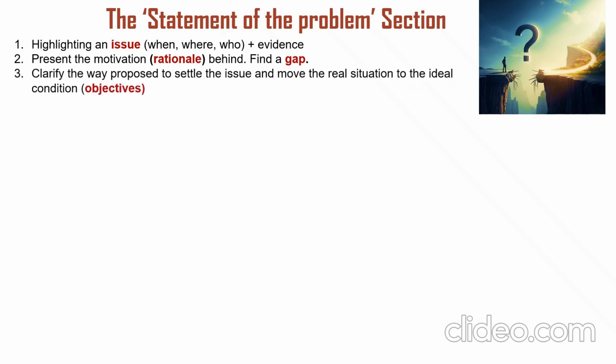Then the researcher will clarify the way proposed to settle the issue and move the real situation to the ideal condition. We mean here the goals or the aim of the study. In more technical terms, we say the objectives of the study. So the objectives should be clearly formulated. They have to be clear. That is, what does the researcher plan to do exactly? To explore, to describe, to compare, to investigate. So this should be very clear.